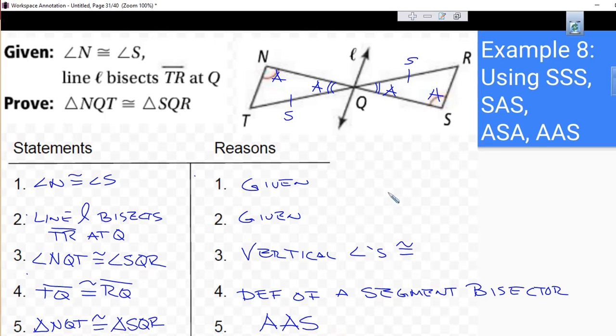So this concludes our lesson on proving triangles congruent using proofs. In the next lesson we're going to look at what happens when we're going to try to prove where other parts of the triangles are congruent. So we're trying to prove that TN is congruent to RS, or maybe that angle T is congruent to angle R. But in order to do that, we first have to show that our triangles would be congruent.